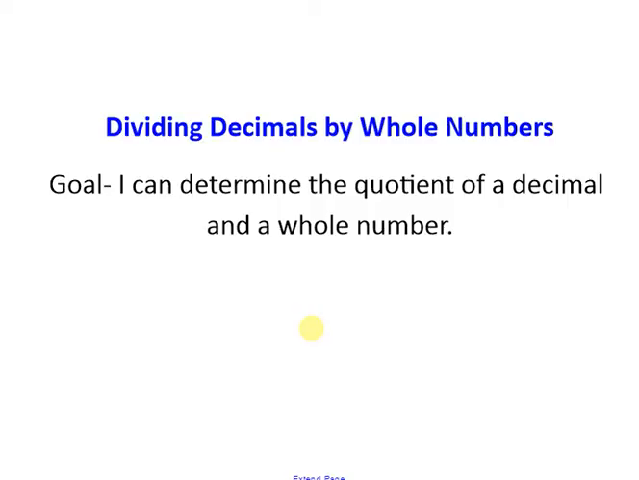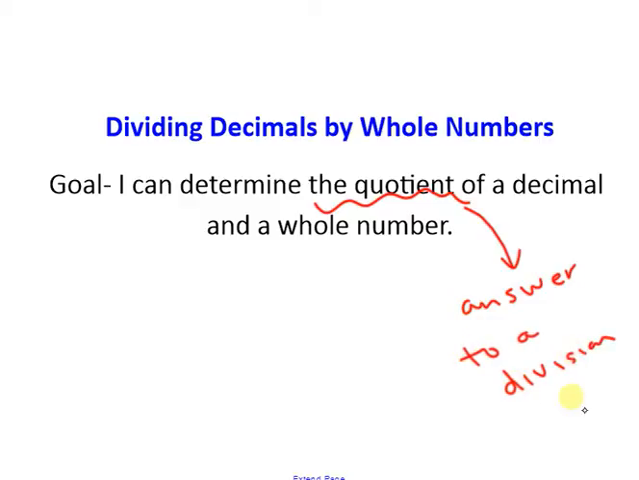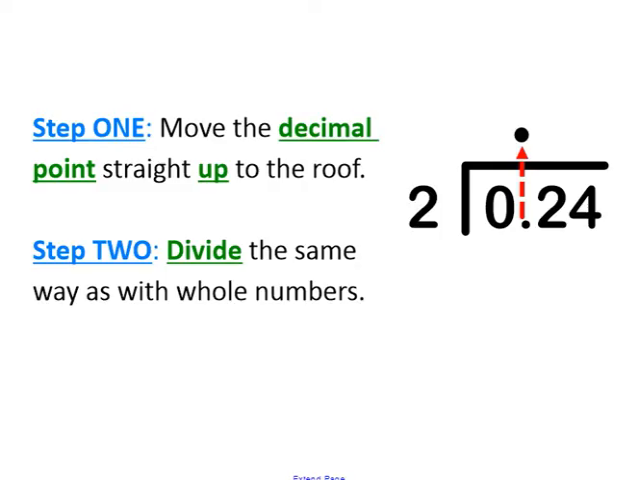All right, so in this lesson, we are going to divide decimals by whole numbers. So your goal is: I can determine the quotient of a decimal and a whole number. And just to review, the quotient means the answer to a division problem. So make sure you keep that in mind.